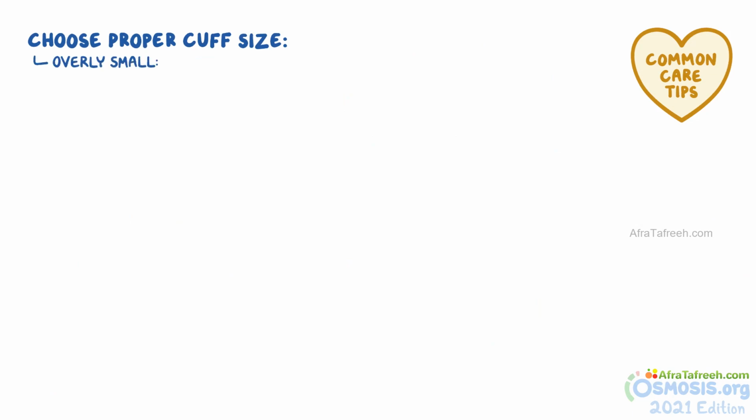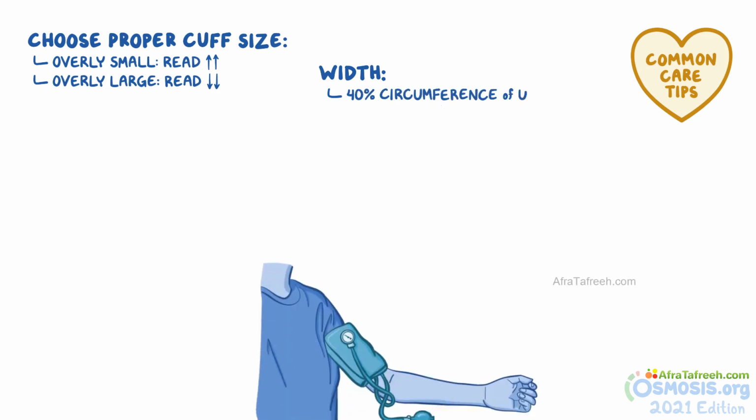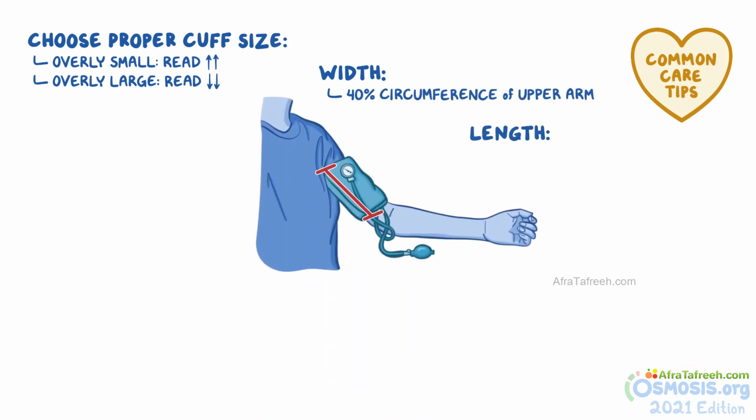It is also important to choose the proper cuff size for the client. An overly small cuff causes the blood pressure to read too high, while an overly large cuff causes the blood pressure to read too low. The width of the cuff's bladder should amount to about 40% of the circumference of the upper arm, and the length of the cuff's bladder should amount to no less than 80% of the circumference of the upper arm.